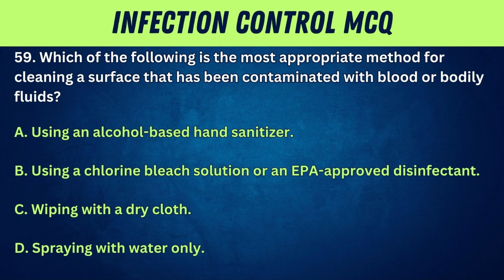59. Which of the following is the most appropriate method for cleaning a surface that has been contaminated with blood or bodily fluids? A. Using an alcohol-based hand sanitizer. B. Using a chlorine bleach solution or an EPA-approved disinfectant. C. Wiping with a dry cloth. D. Spraying with water only.